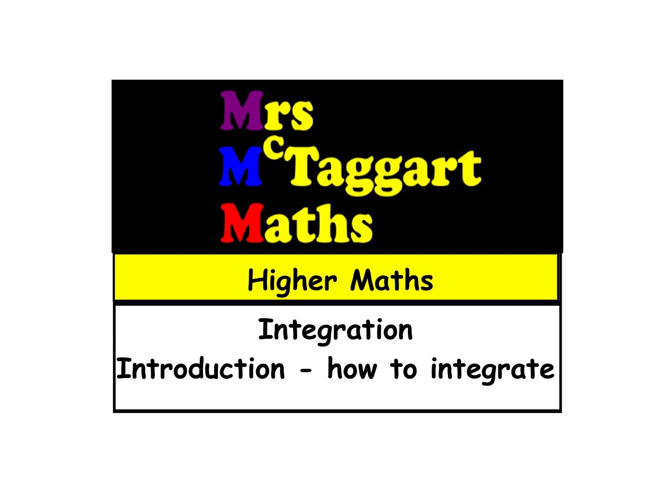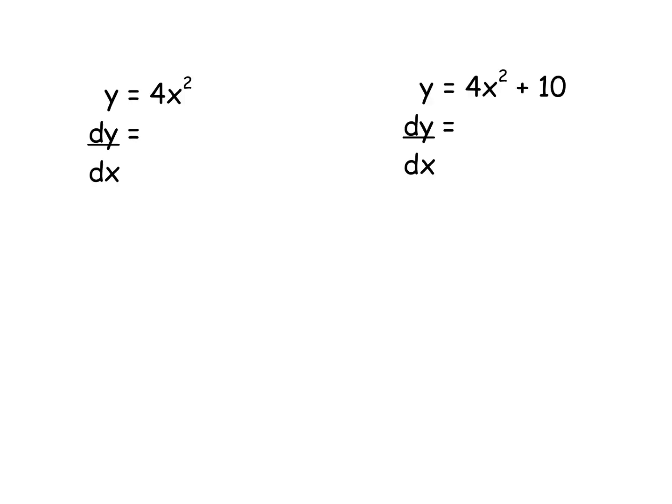Integration is basically the reverse process of differentiation. To help illustrate it, I like to use this example where we differentiate first and then try to work backwards to see what our answer is. So if I asked you to differentiate 4x squared, you would times by the power 2 to get you 8x, and then you would lower the power and it would become 1.